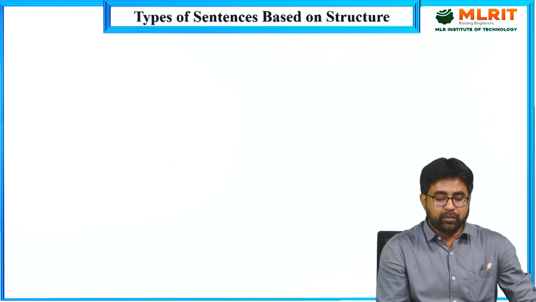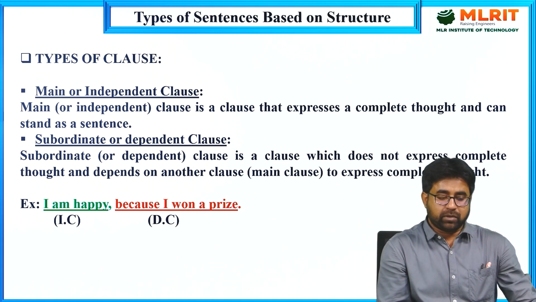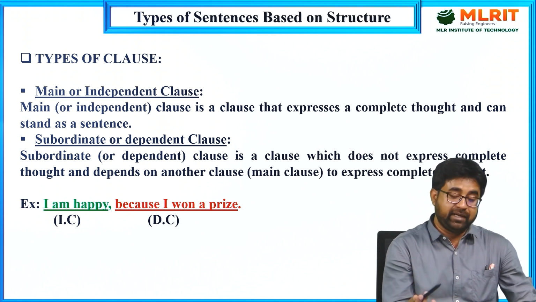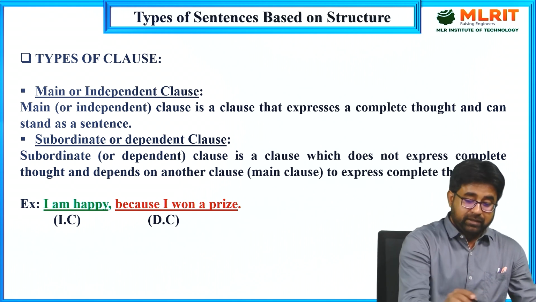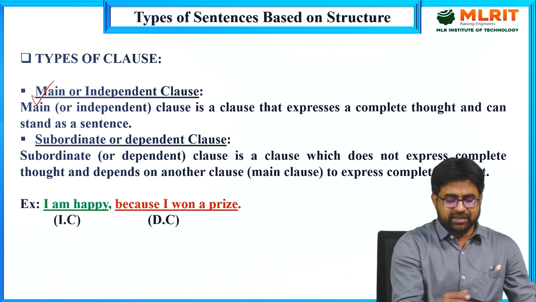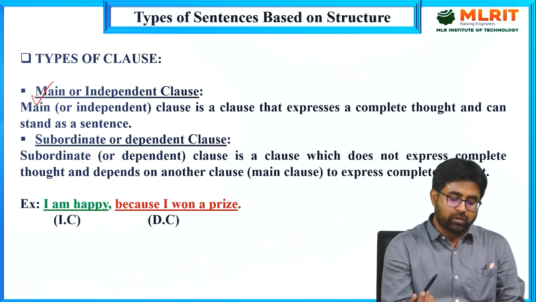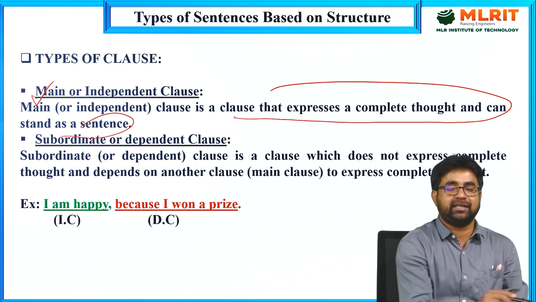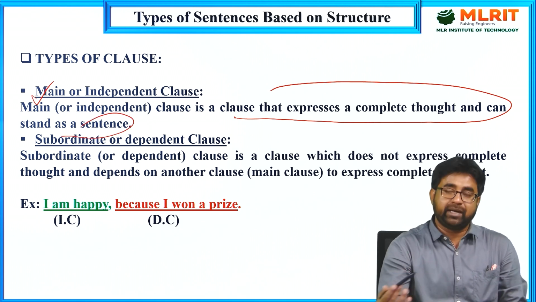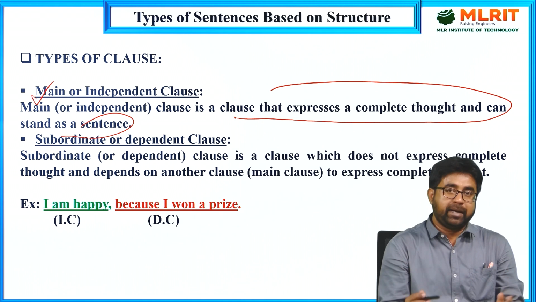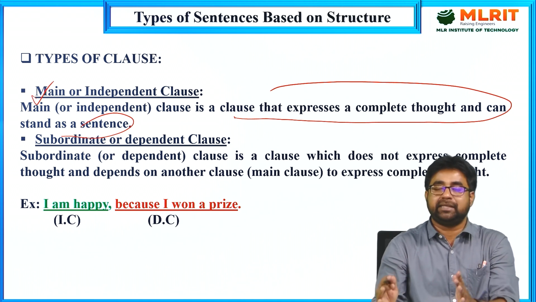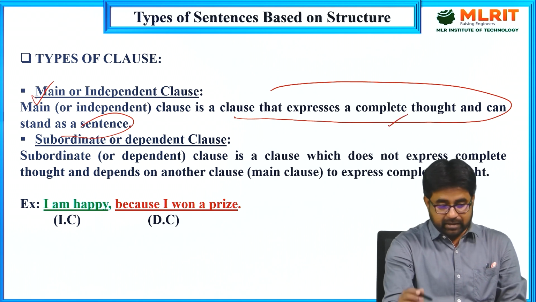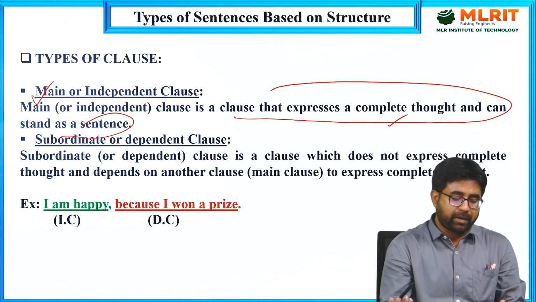Now we'll be talking about types of clauses also, because it is the type of clauses and number of clauses that decide the type of sentences, right? So see, first is main or independent clause. So what is a main clause or independent clause? It's a clause that expresses a complete thought and can stand as a sentence. So it will not depend on another part of the sentence. An independent clause itself will work as a complete sentence, and it can convey a complete meaning. That's why it's called independent. It is not dependent on anything else.